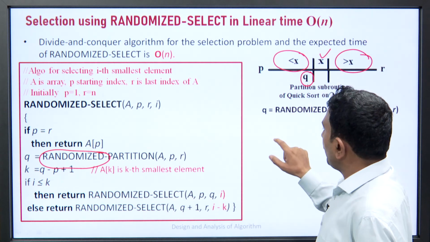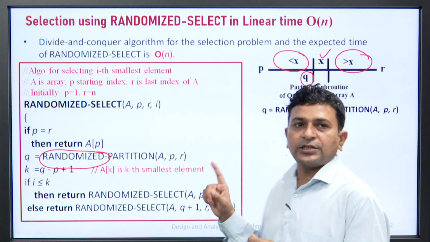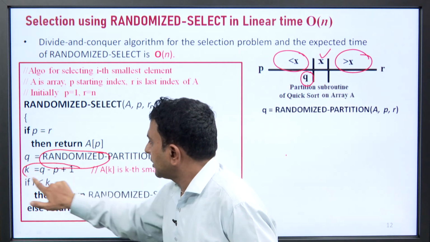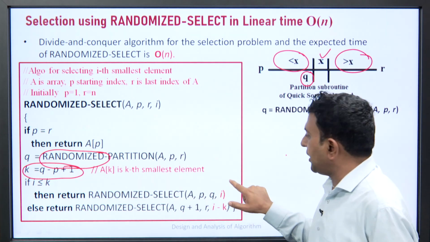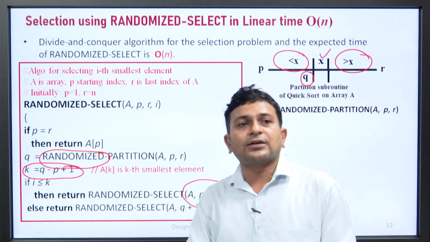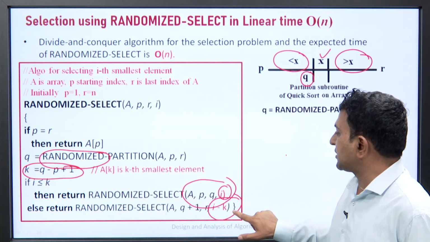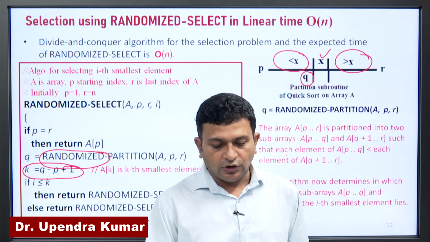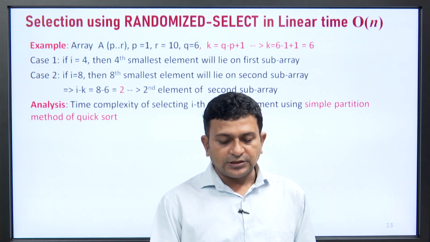Now, just see, if you want to find the ith smallest element, we calculate k here. If i is less than or equal to k, it will lie in the left sub array, so we pass i over here. Otherwise it will lie somewhere in the right sub array, so here we pass the value i minus k. This is how we can find the ith smallest element using the randomized partition method.